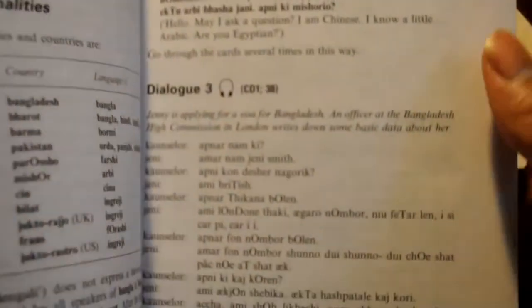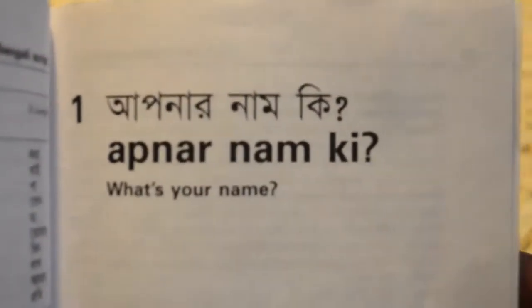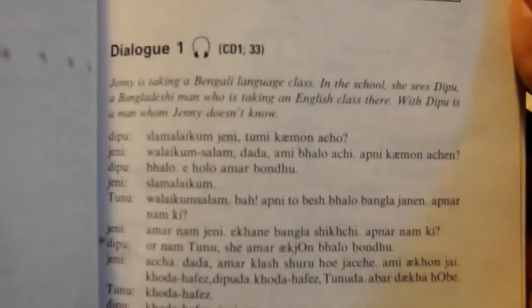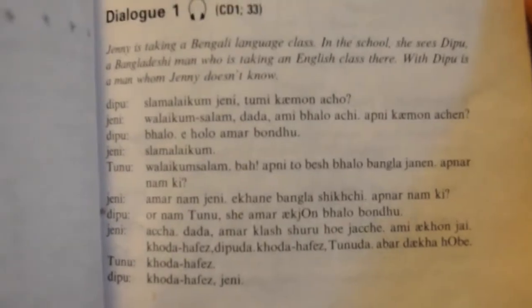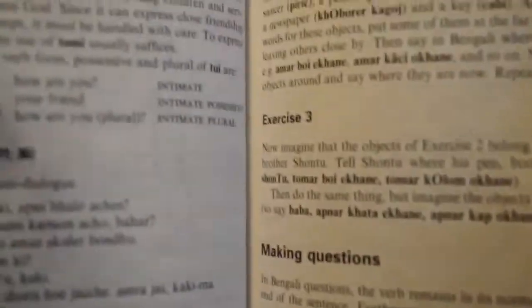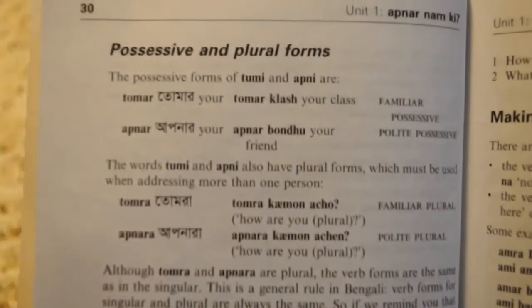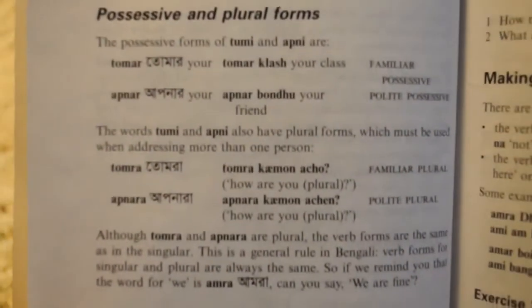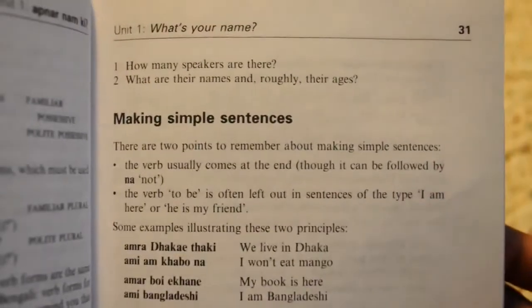So, the thing about, okay, you see the script here for chapter 1. If you look at the dialogues, you'll notice that they don't have the script. Now they will put the script in some places, like here when you get to the grammar section, possessive and plural, they will throw it in here and there. But at the beginning, they don't use much of the script in the dialogues.